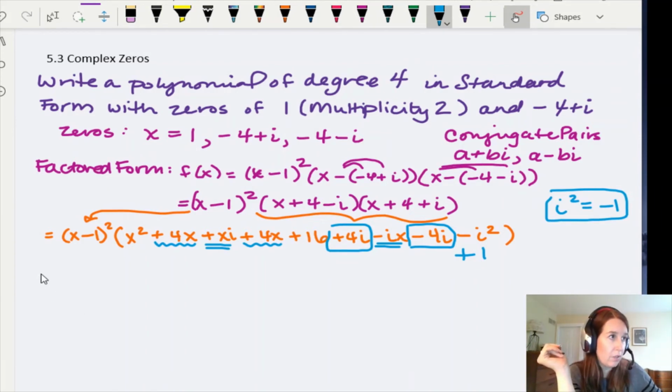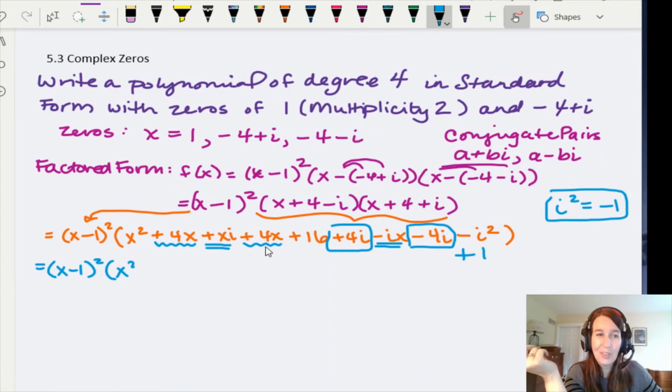Okay, so let's write that all out. I guess I'll use the blue to say I'm combining those like terms. All right, so we still have x squared. We have 4x. And where's the other 4x? Oh, right there, 4x. So plus 8x. Now, plus xi minus xi cancel. And plus 4i minus 4i cancel. And then we have 16 plus 1, so plus 17.